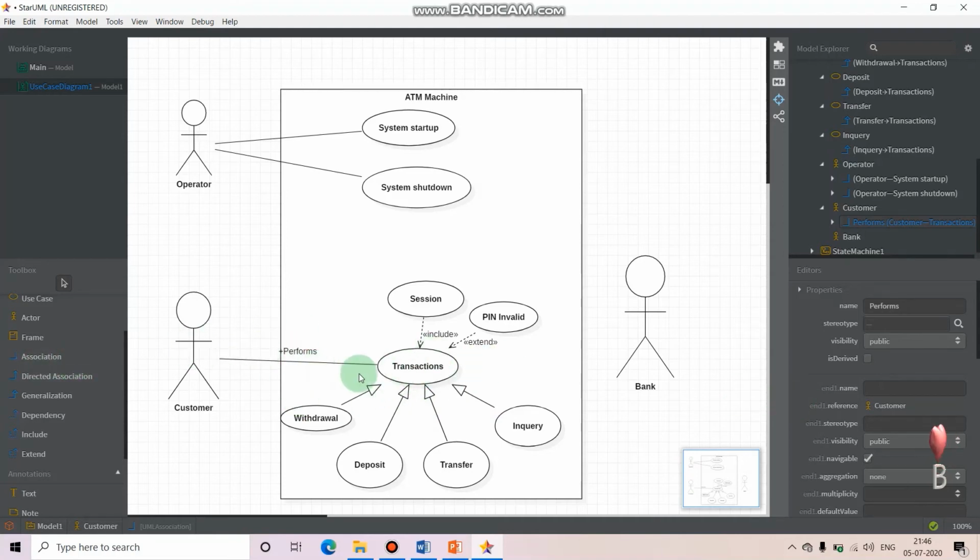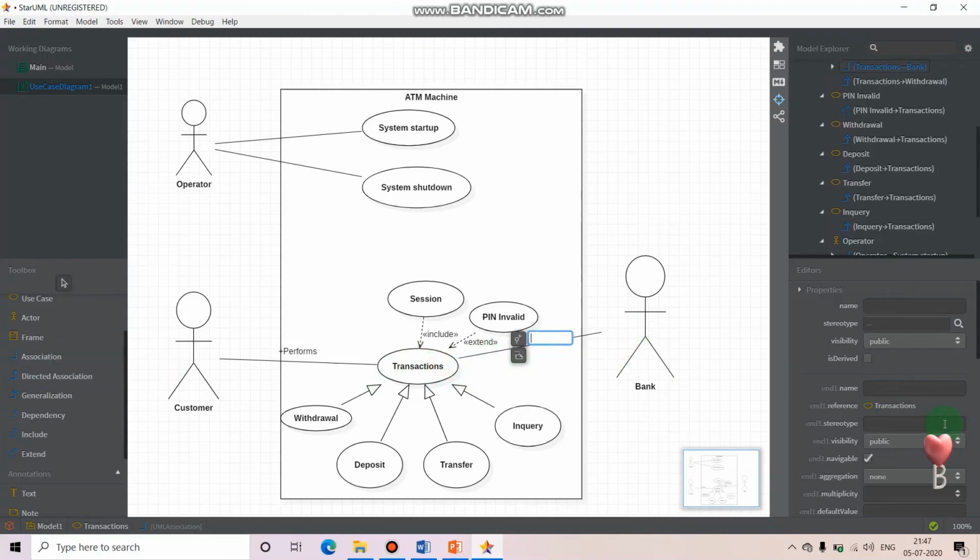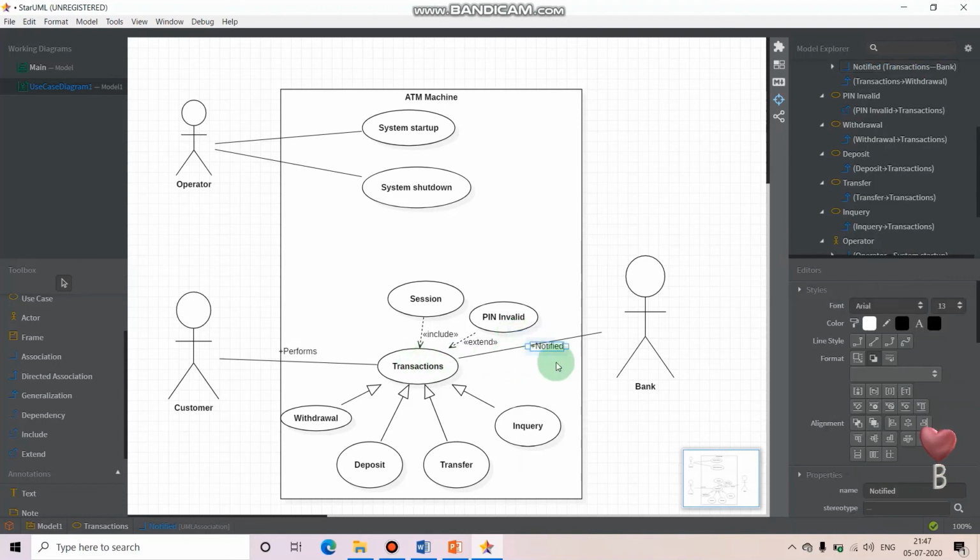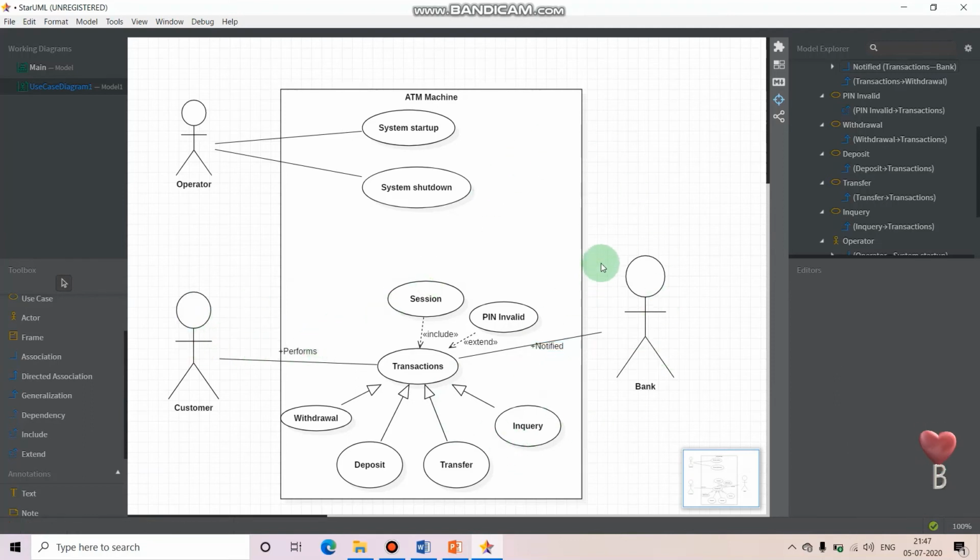And when he performs these transactions, who will be notified? The bank. Okay, so this symbol is used. You can use notified, or you can use on behalf of the bank. The ATM machine is allowing the customer to perform all these transactions. Okay, so this one is the diagram for the ATM machine, the use case diagram for the ATM machine.